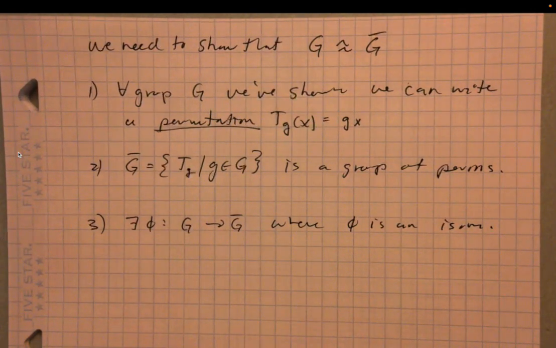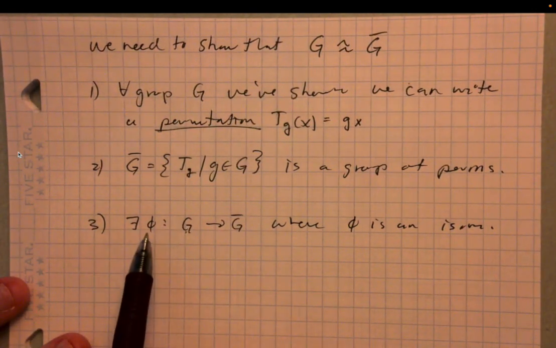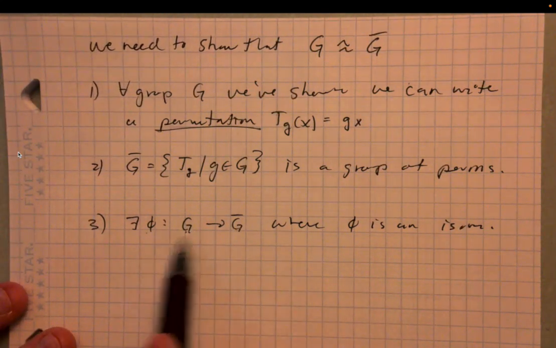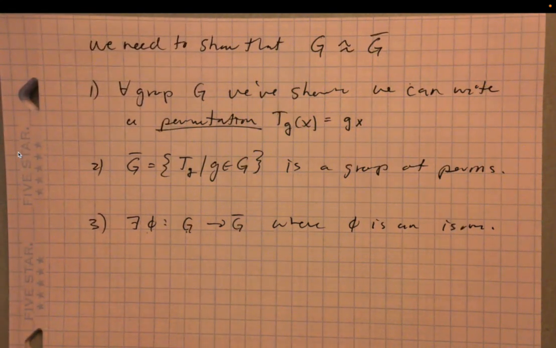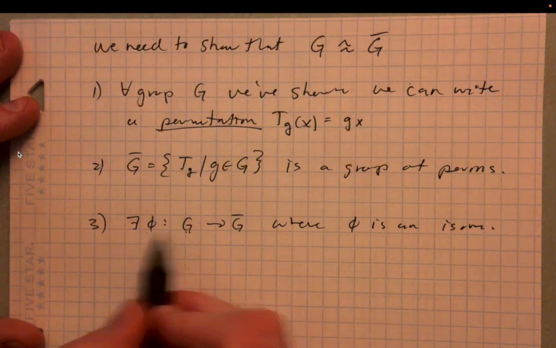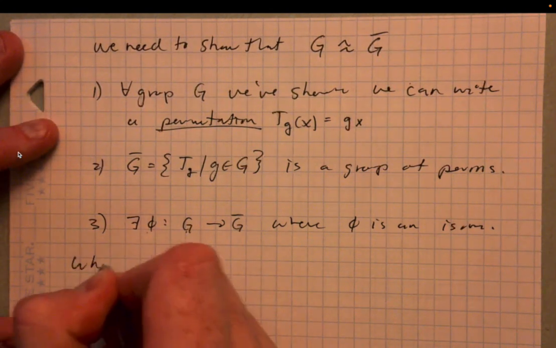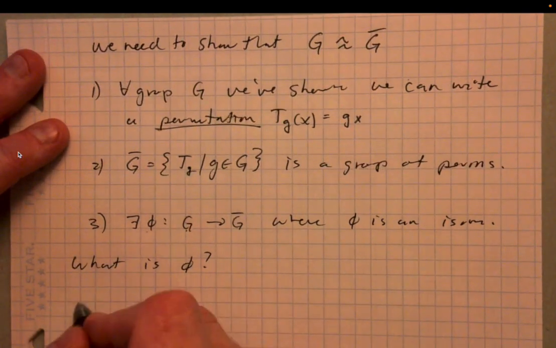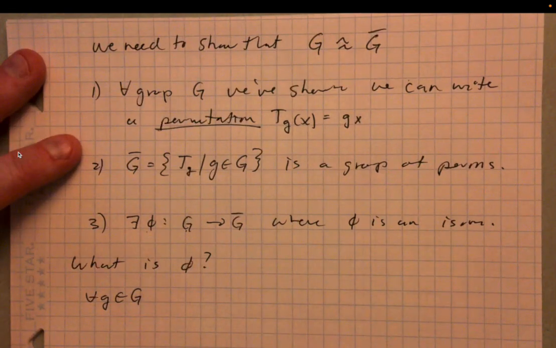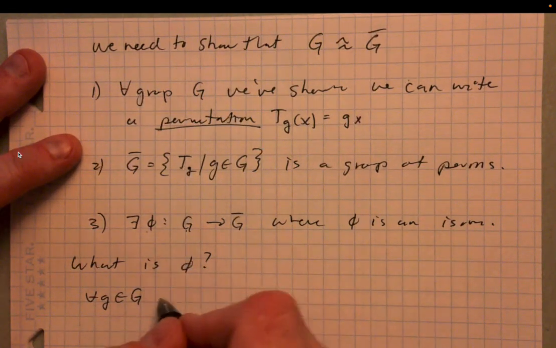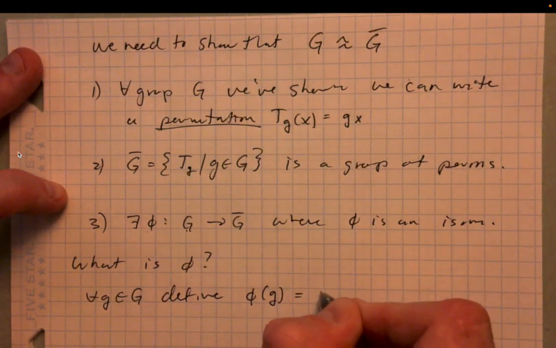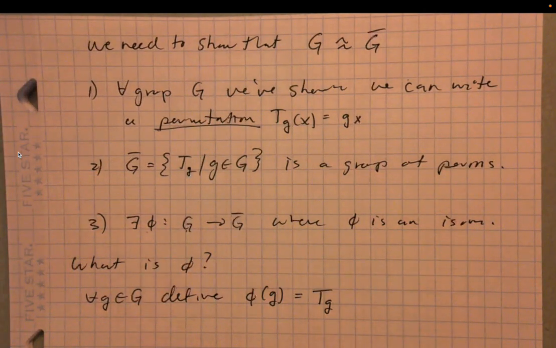If we have done that, then we will have shown that for any group G there exists an isomorphism into a permutation group. That's the theorem, isn't it? The isomorphism phi here is straightforward. So what is phi? For all g in G, let's define phi of g to be equal to T sub g. That's the mapping.